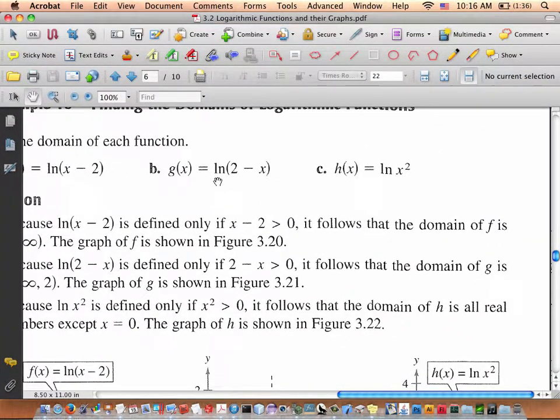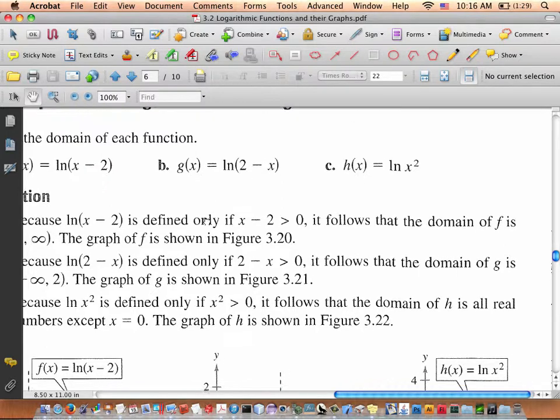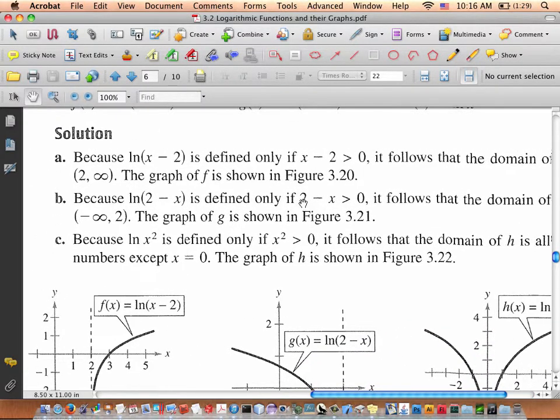All right, let's look at this one. Again, what's the argument for this logarithm? It's just what's inside, so 2 minus x. You have to make this greater than 0. So 2 minus x is greater than 0. When you solve this, you'll add x to the other side, which means that x has to be less than 2. Does that make sense? So that makes the domain negative infinity to 2.